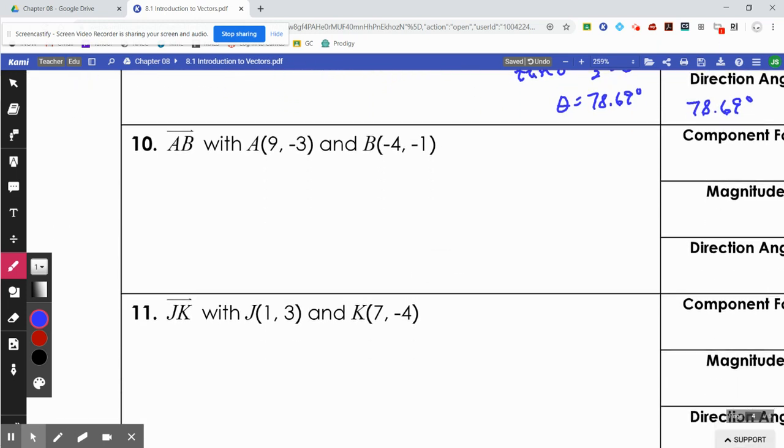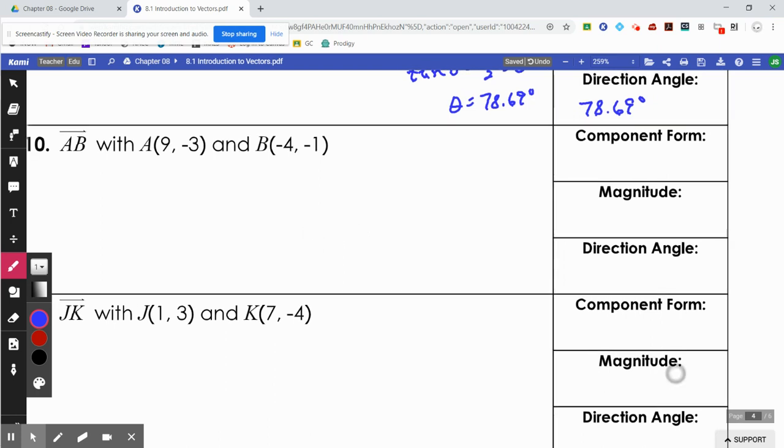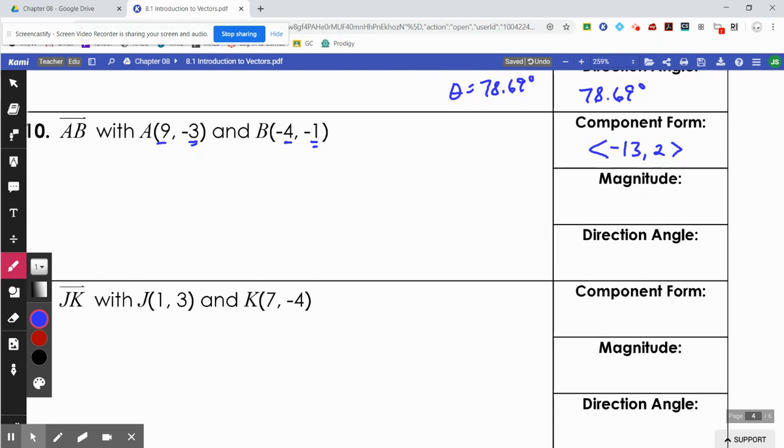The second one, your component form, again, subtract your x's. X2 minus x1, -4 minus 9 is -13. Subtract your y's, -1 minus -3, that's -1 plus 3, which will be 2. So there's your component form. Magnitude will be the square root of a squared plus b squared. So that'd be the square root of 173, and I do not think that simplifies, but you could give that in decimal form as well.